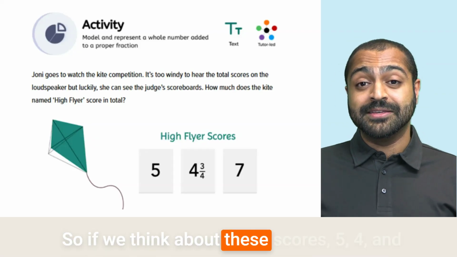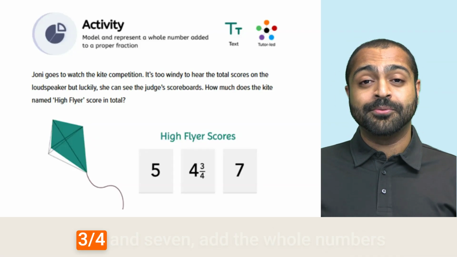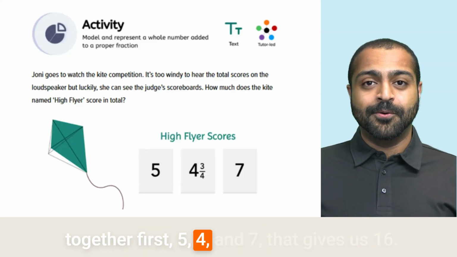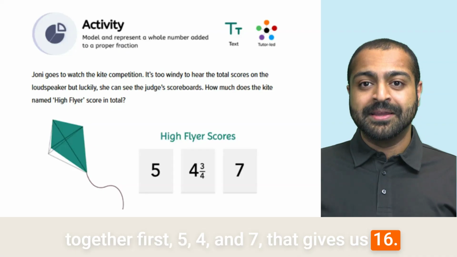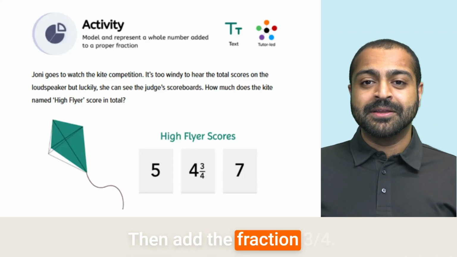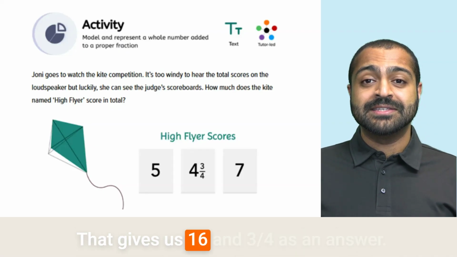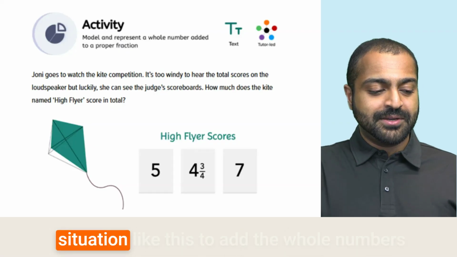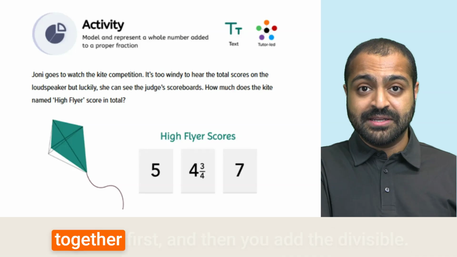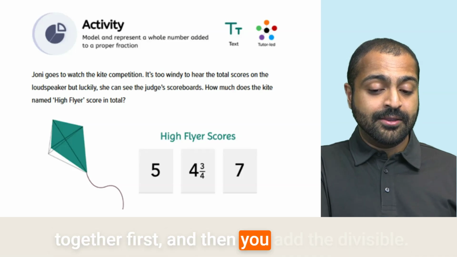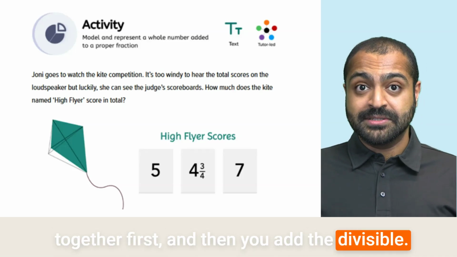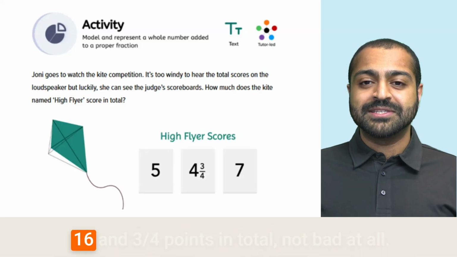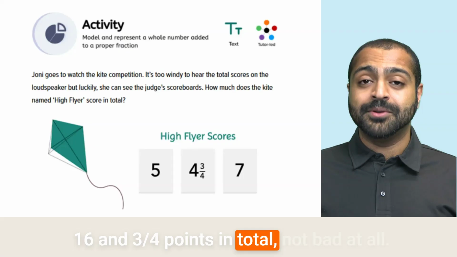So if we think about these scores, 5, 4 and 3/4, and 7. Add the whole numbers together first, 5, 4 and 7. That gives us 16. Then add the fraction, 3/4. That gives us 16 and 3/4 as an answer. It's always good when you have a situation like this to add the whole numbers together first, and then you add the numbers that are in parts. So the High Flyer scored 16 and 3/4 points in total. Not bad at all.